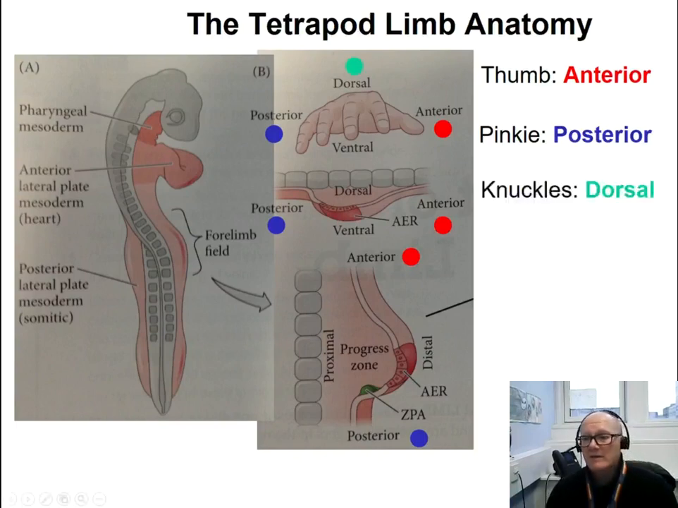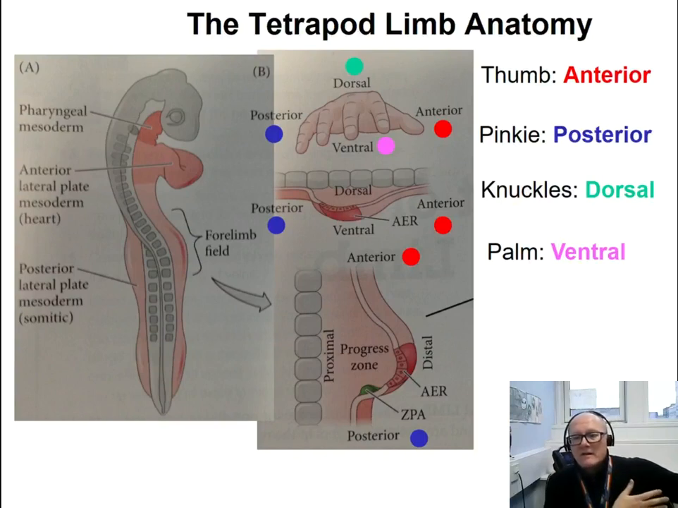We also have a dorsal to ventral axis, which is the axis that we didn't talk about so far. And again, it is quite easy to identify that axis. If you extend your hand from your body, you see that the knuckles point over your back. So that's the dorsal part of the limb, while the palm points over your belly, and that represents the ventral part of the limb.